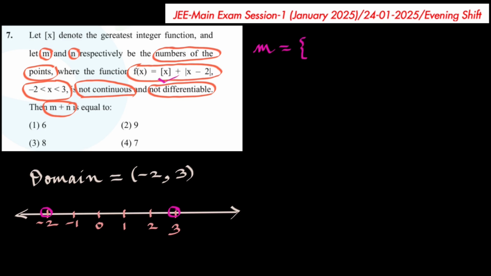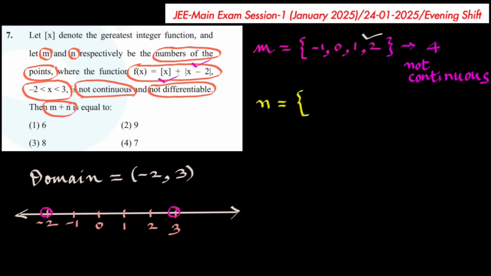function is breaking, and such points are -1, 0, 1 and 2, even though at this point 2, mod x minus 2 is continuous. So together for these two functions there will be 4 points where this function is not continuous. Next we find N, the number of points where this function f of x is not differentiable.